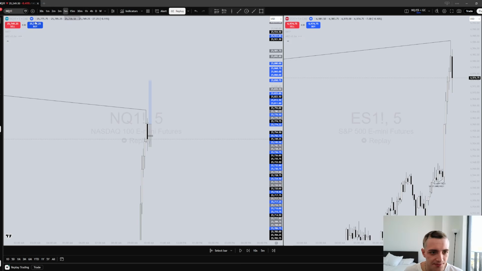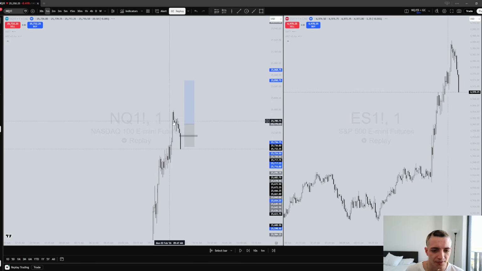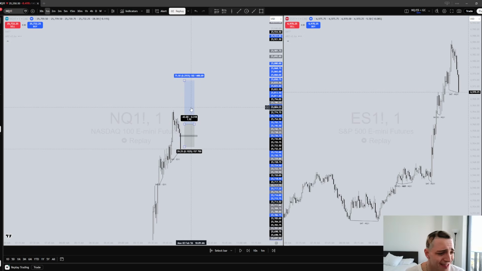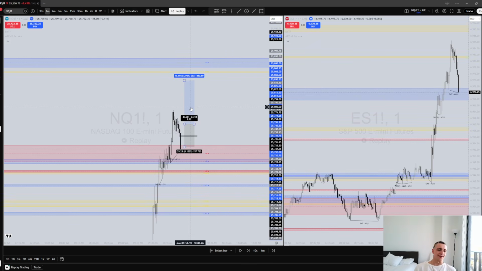I don't think we had a 5-minute SMT, so it's not the most valid trade ever, but I had strong conviction here. And I believe I was passing evals with this trade. So again, I'll take a slightly riskier trade just for the sake of passing evals.